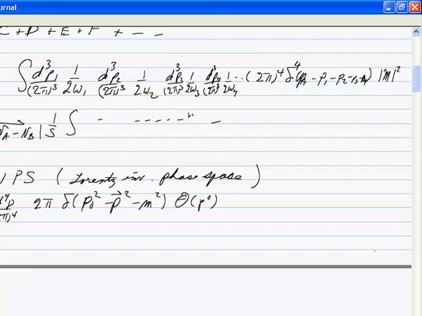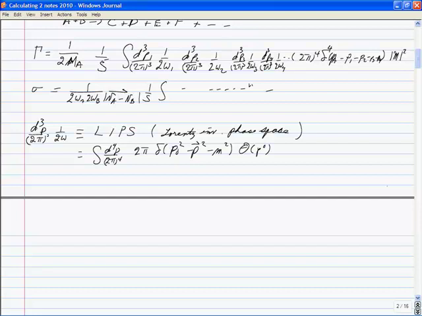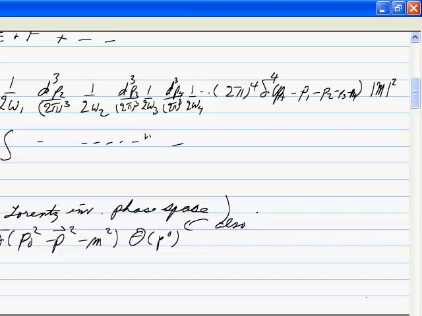I guess the other thing I have to say is that this theta of p0 is a theta function. It means if p0 is positive, it's 1. If p0 is negative, it's 0. That's also true. The energy being positive is invariant under the boost. If you take a particle with positive energy and you boost it, it still has positive energy. It's a different number, but it's still positive. So this is also invariant. Okay, so it's Lorentz invariant.